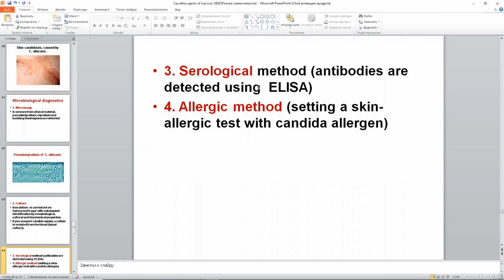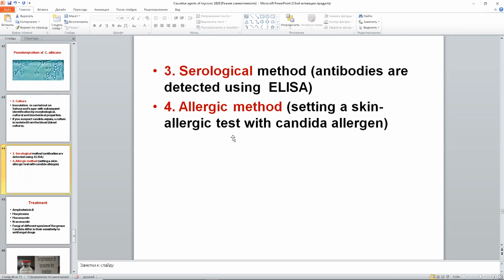Next, the allergic method, and for the skin allergic test, Candida allergen is used. It is commercially produced, and as usual, the allergen should be injected into the skin, and then 3 days after injection, in 72 hours, we should check the result. If at the place of injection we see redness and swelling, a papule, it means a positive result.